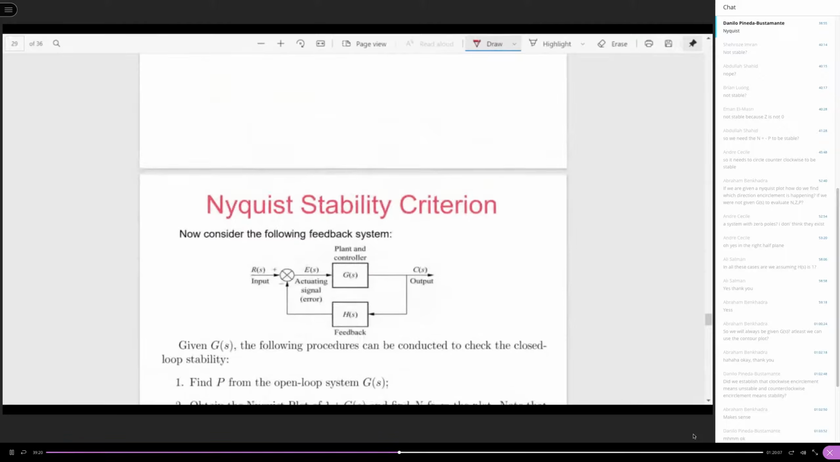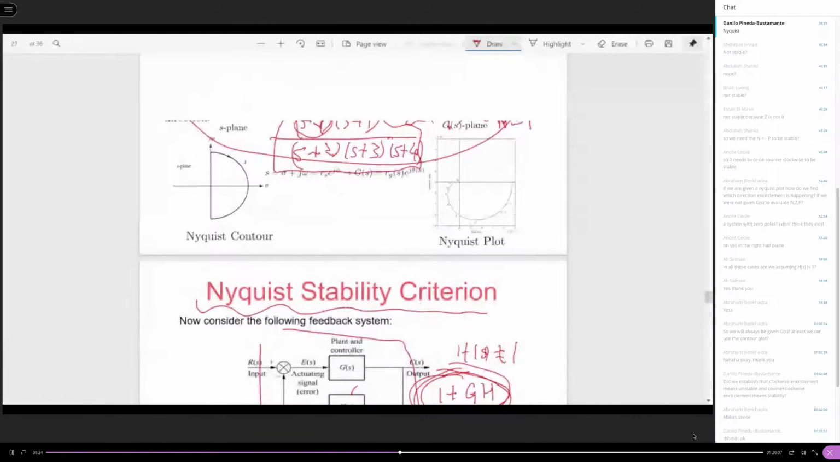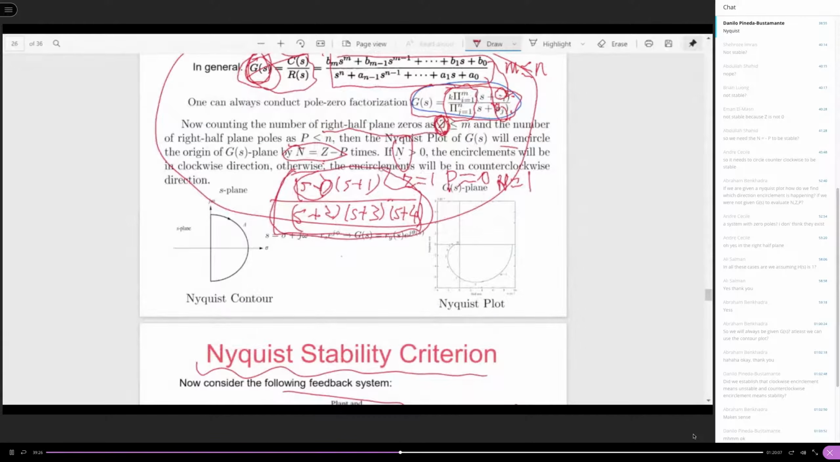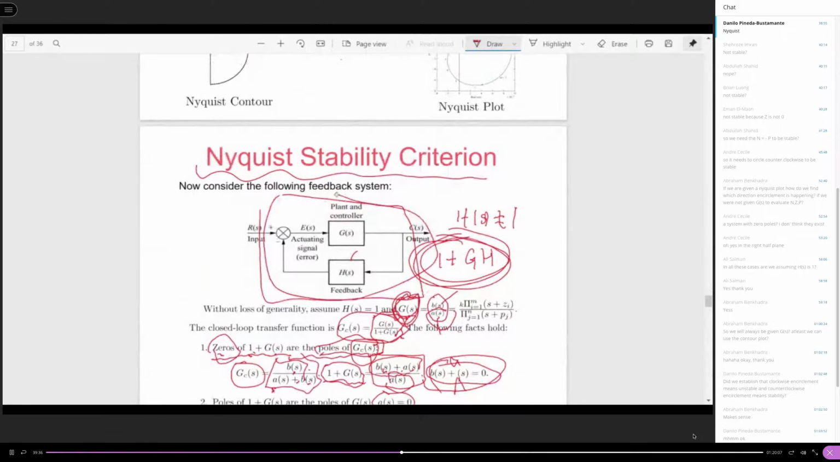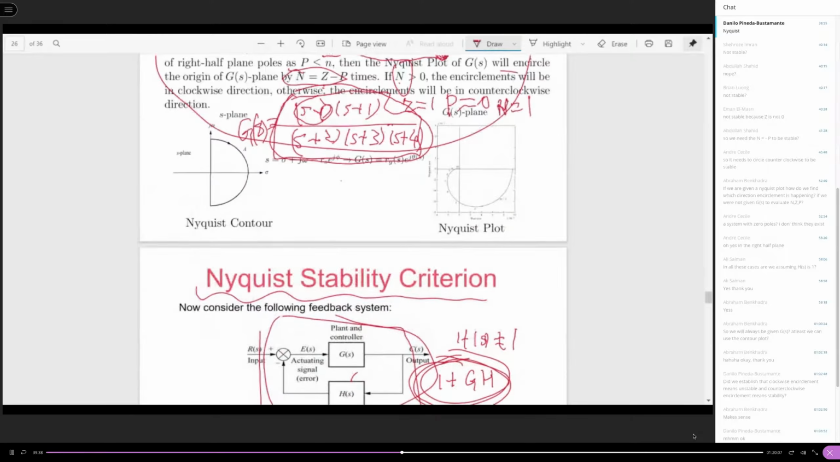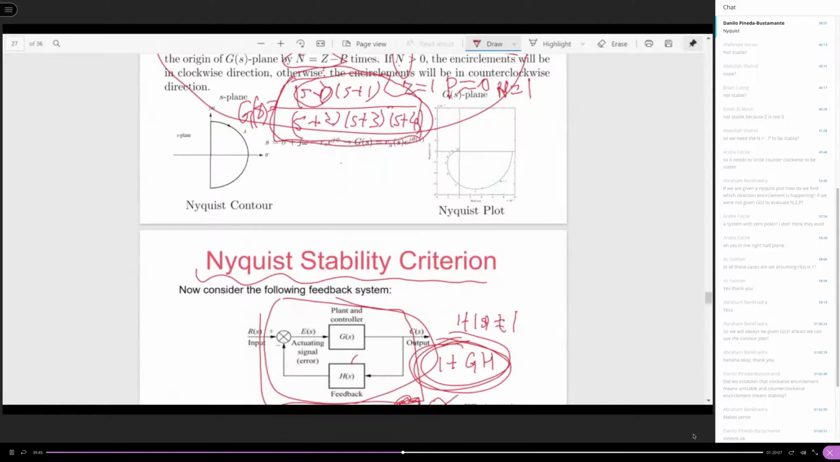Let me see if that example is still here. For this example, let's say this is your G(s), and then you put this G(s) into this closed loop feedback structure. Can someone tell me, will the closed loop system be stable or not in this case?